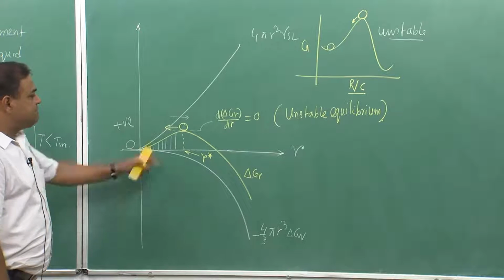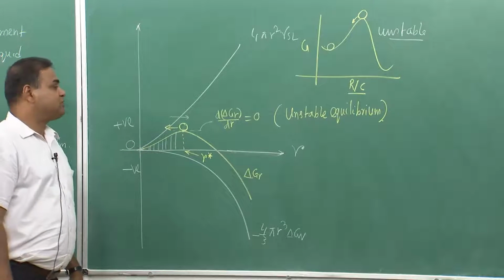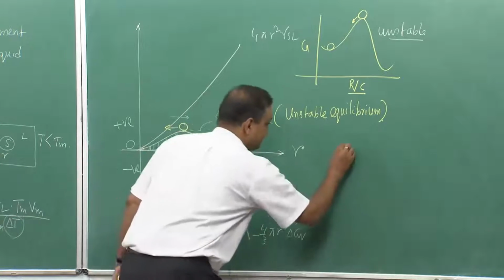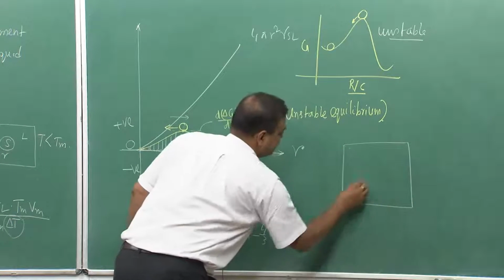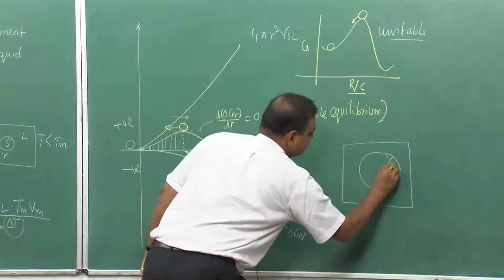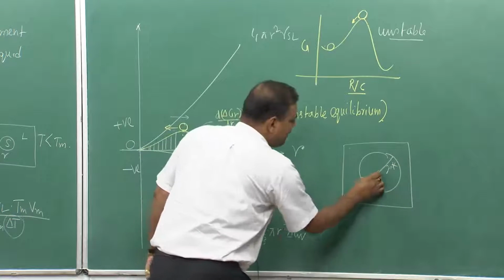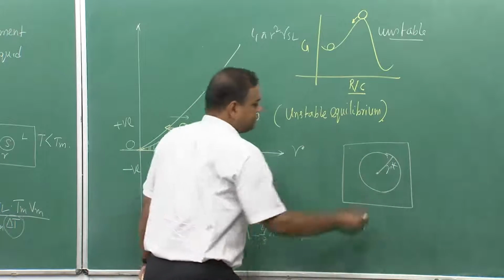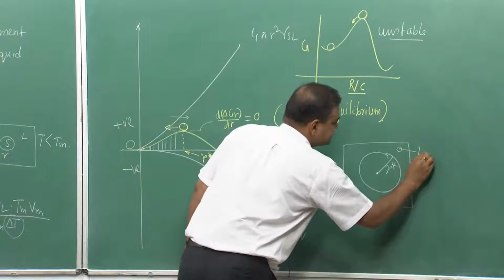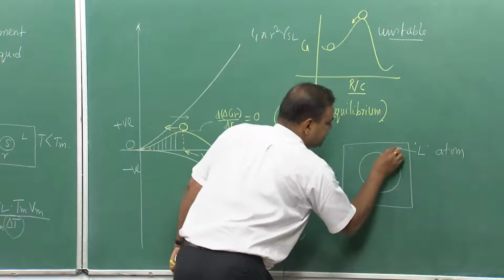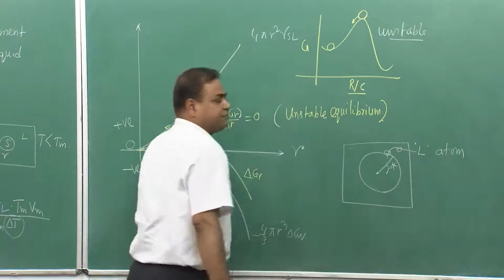Now, how can we give a push this way? One possibility is, if you have a situation like this, this is a sphere of radius r star. Now, by any means, let us say because of thermal fluctuation, one liquid atom comes and joins the solid phase.